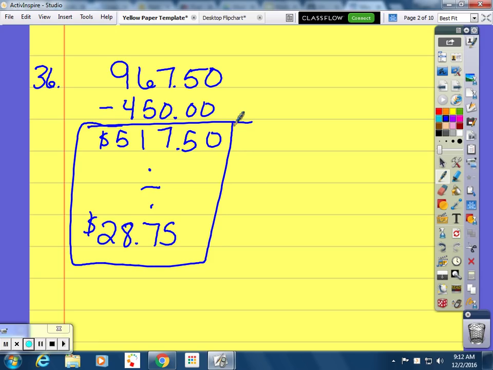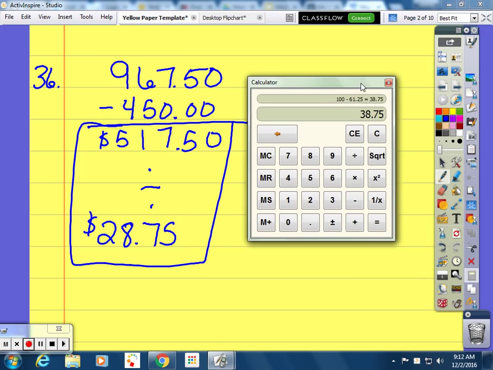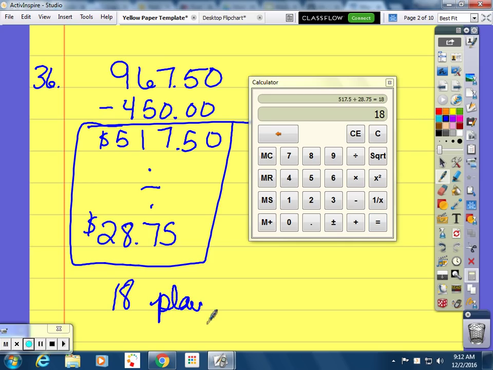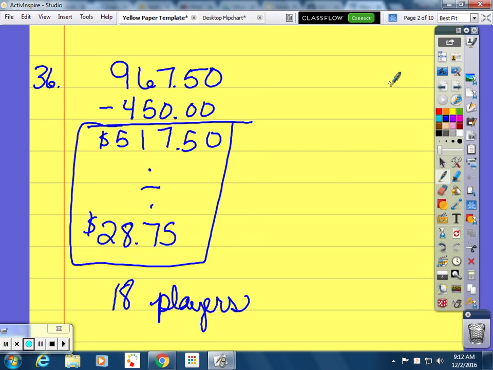So you would pull up your calculator and you would do 517.5 divided by $28.75. And it tells me that 18 players get to eat, so there's 18 players on this baseball team. So 18 players would get to eat. At any time you need to pause this video, please do so that you can get everything copied.